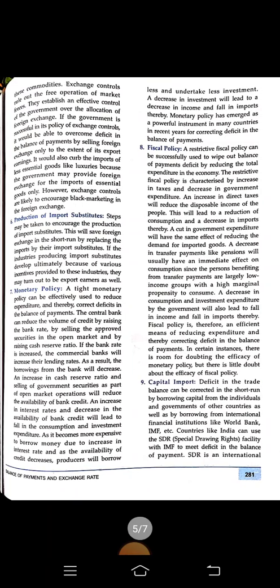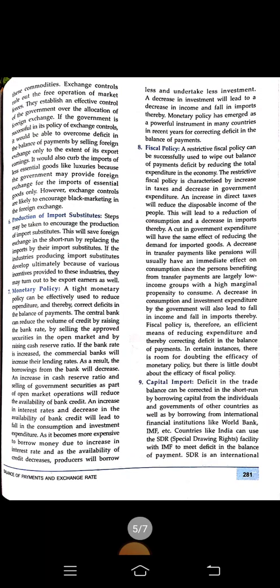The sixth point is telling us about the production of import substitutes. Steps may be taken to encourage the production of import substitutes. This will save the foreign exchange in the short run by replacing the imports by their import substitutes.